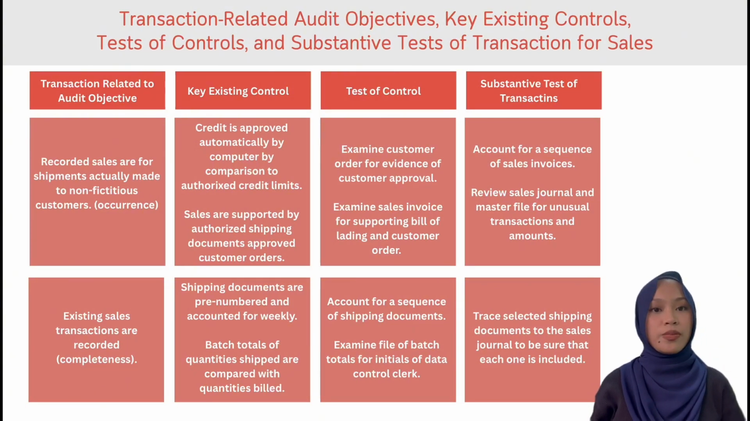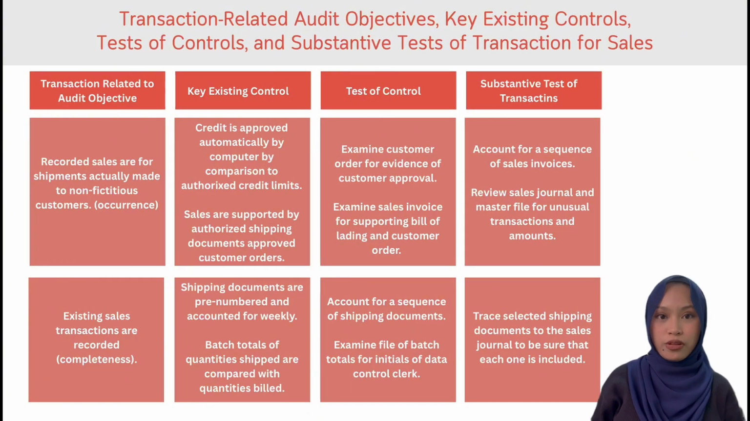Also, all sales must be supported by documents such as shipping records and customer orders. Auditors test these controls by checking the customer orders to see if there is proper approval. They also look at sales invoices and match them with the shipping documents and customer orders.